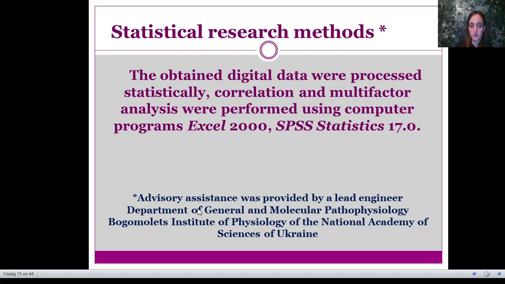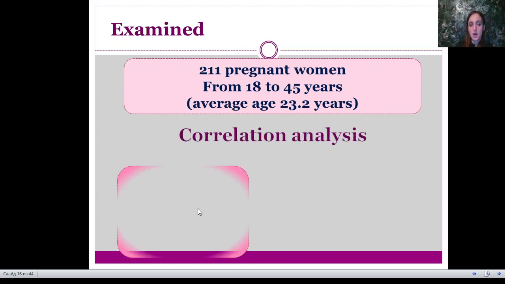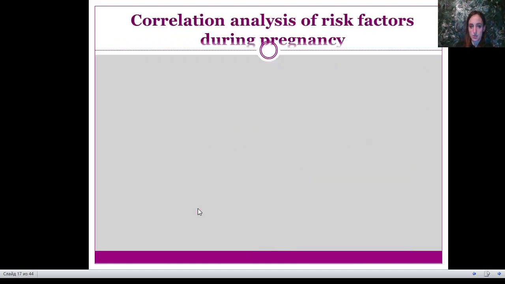And we need to examine, it's our article, 211 pregnant women examined from 18 to 45 years, and in this group the average age was 23 years, and the correlation of our results: 63 pregnant women and 63 children.